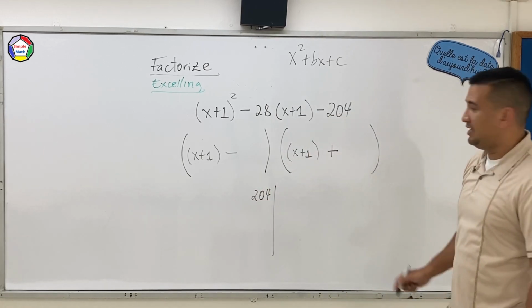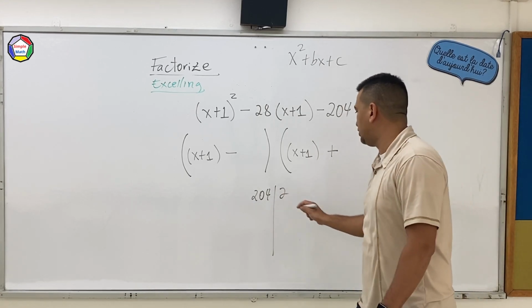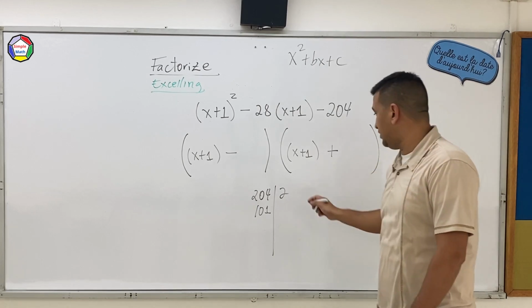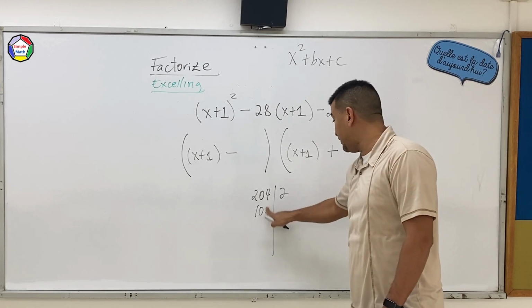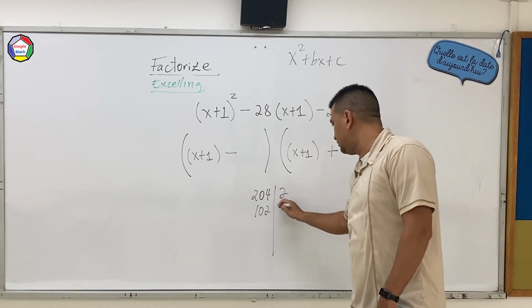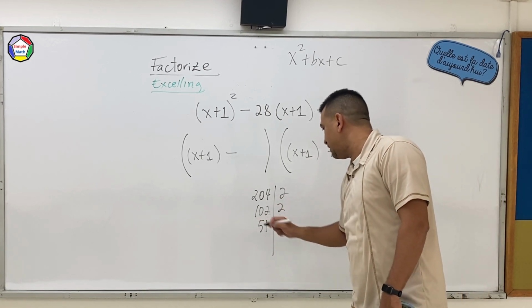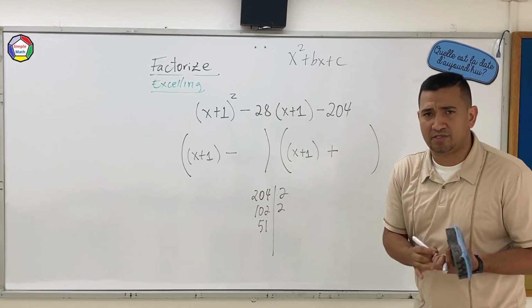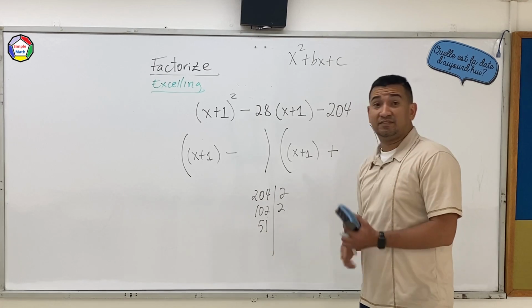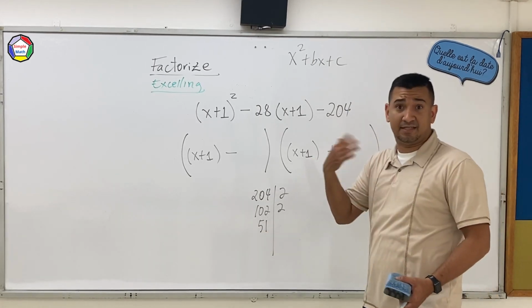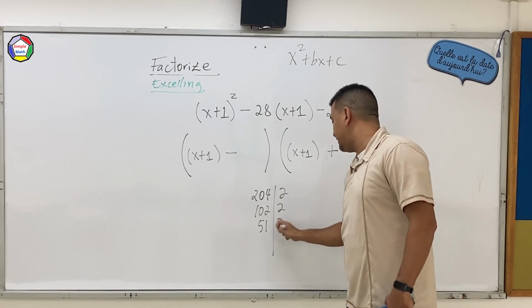204. Yes? 204 is divisible by 2. 204 divided by 2 is 102. 102 is divisible by 2, so the answer is 51. 51 is not divisible by 2, but is divisible by 3. Remember, a number is divisible by 3 when the sum of the digits is in the table of 3. 5 plus 1 is 6, 6 is in the table of 3, so this one is divisible by 3.